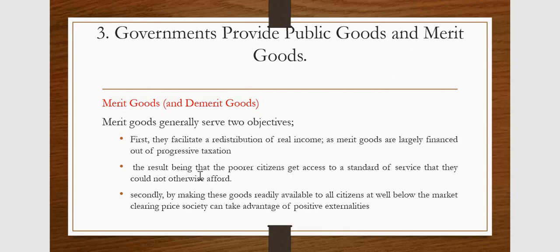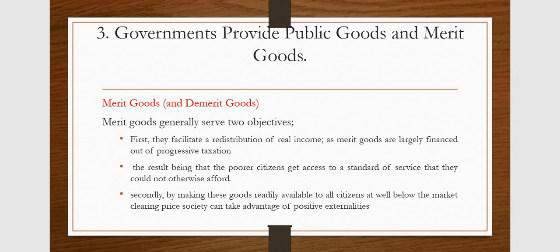And here we say the result being that the poorer citizens get access to a standard of service that they could not otherwise afford. And so it can be free, or we know you don't have money, you are poor, so pay less, right? So that those that are having money will pay more. And so if they pay more, it will cover you that you are paying less. That is it. So that is the whole thing about the merit good.